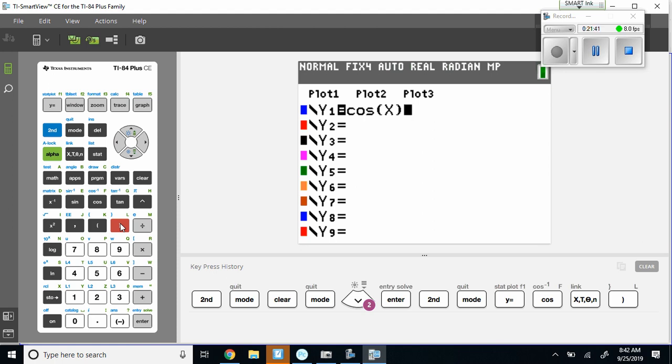Any questions on that? And I close my parentheses. Does yours look like mine? Great. Now, let's go do some stuff, because we want it to look pretty when we graph it. Ready? So, let's go to window.